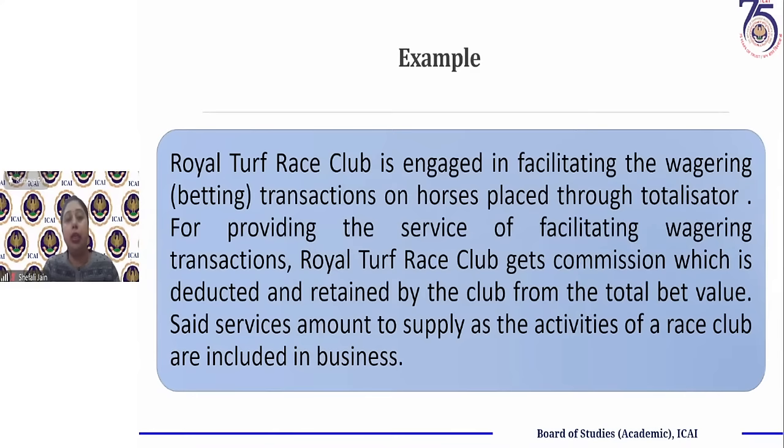Then any service provided by a race club in the form of betting on horses through a totalizer. Totalizer is a machine through which this betting is done. So that is also in course or furtherance of business. So these activities qualify as the test of in course or furtherance of business, or we can say they qualify the business test.